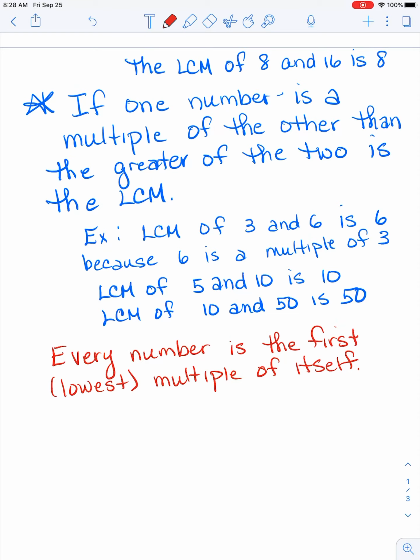Okay, and that's the story of multiples, common multiples, and least common multiple.